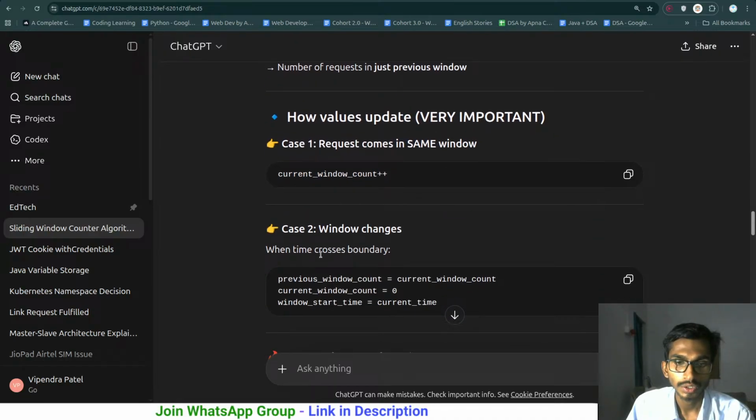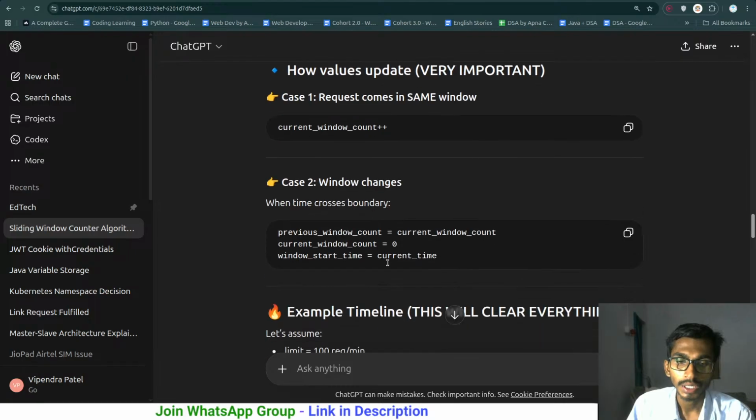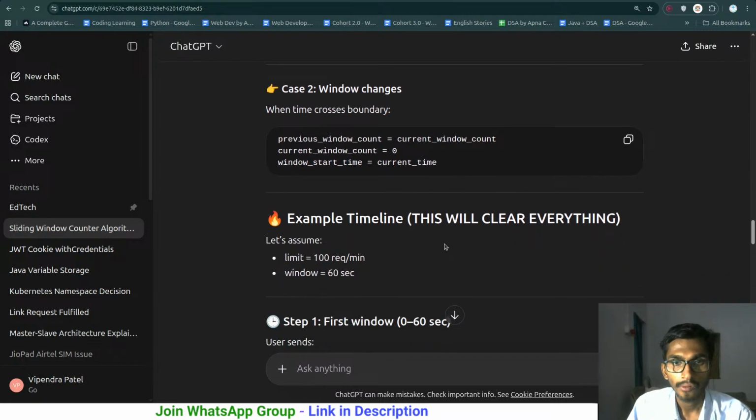The window changes when time crosses the boundary. So whenever the boundary is crossed, the previous window count becomes the current window count. The current window count becomes 0, and the window start time, the current time, starts over there. Makes sense. Example timeline, this will clear everything.